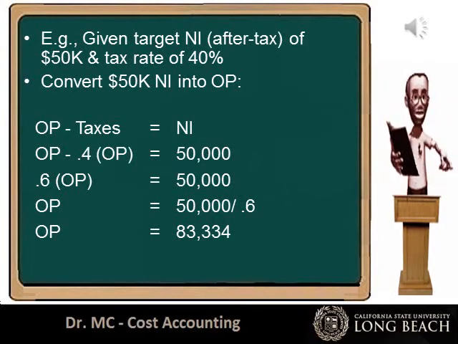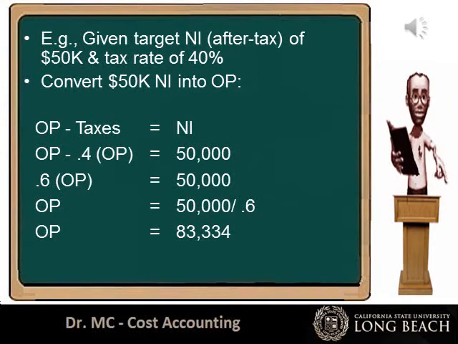We know that our operating profits minus our tax expense is equal to our net income. We also know that our tax expense is equal to 40% of our operating profits. This leaves us with the following relationship. OP minus 40% of OP equals our net income of $50,000. OP minus 0.4 times OP can be simplified to 0.6 times OP. So, now we know 0.6 times OP is equal to our net income of $50,000.